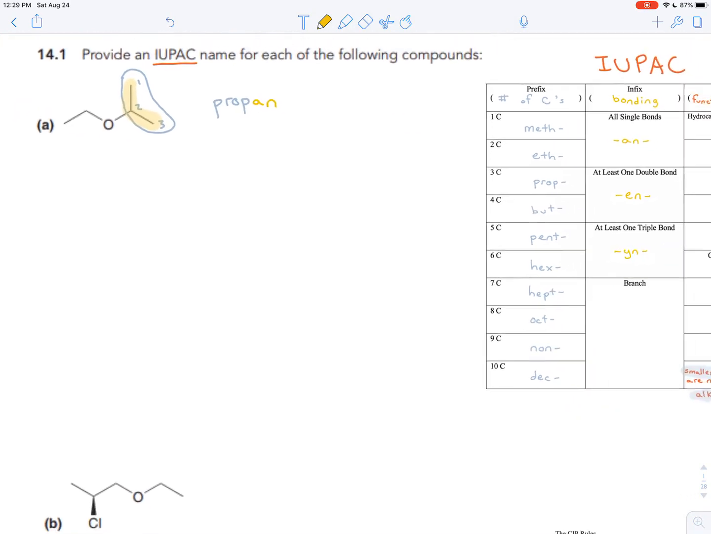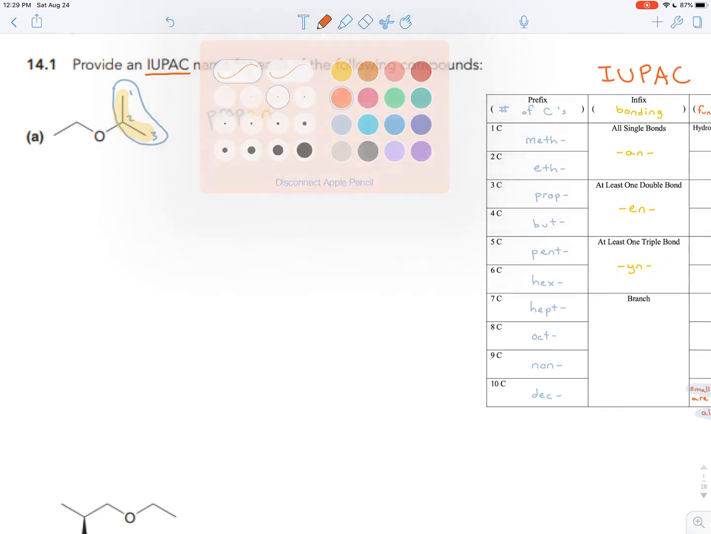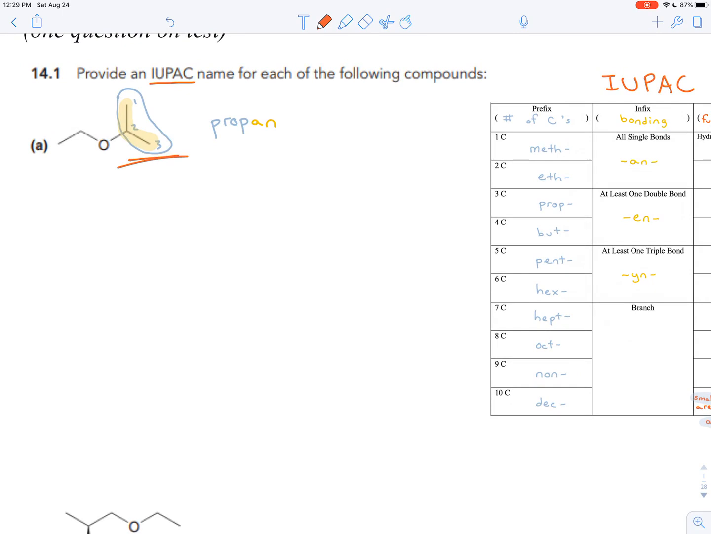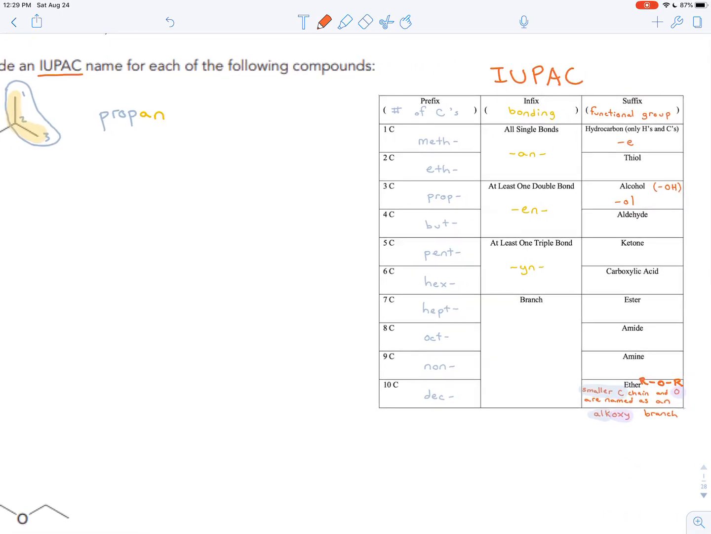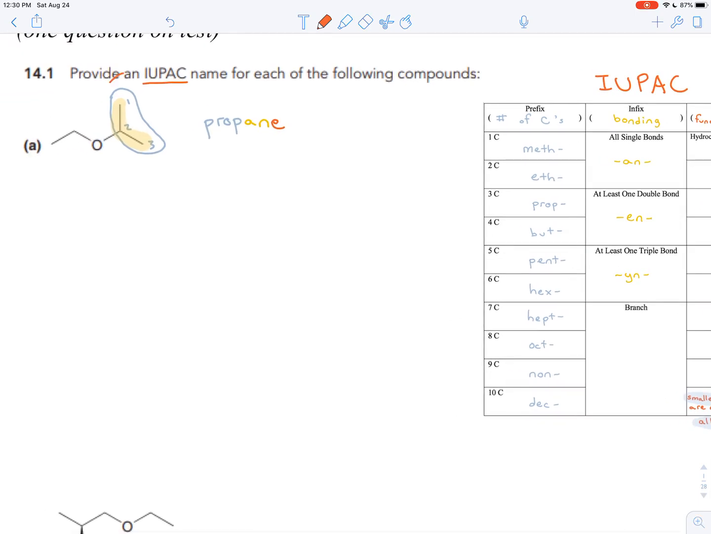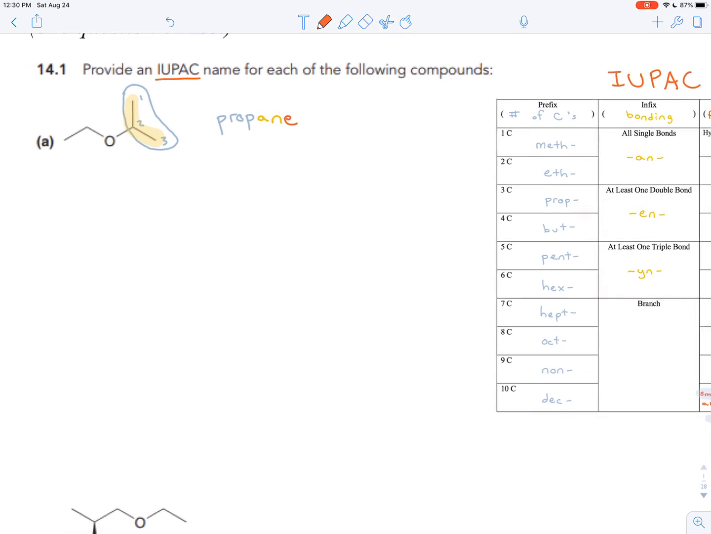Because ethers are named as a branch, they aren't going to be included in the backbone name. In the area circled in blue, that backbone only has carbons and hydrogens in it, so it's a hydrocarbon, and the suffix is just going to be E. So the name for the backbone here, this circled area, is propane. That has one branch coming off of it, and that's going to be this whole thing here.